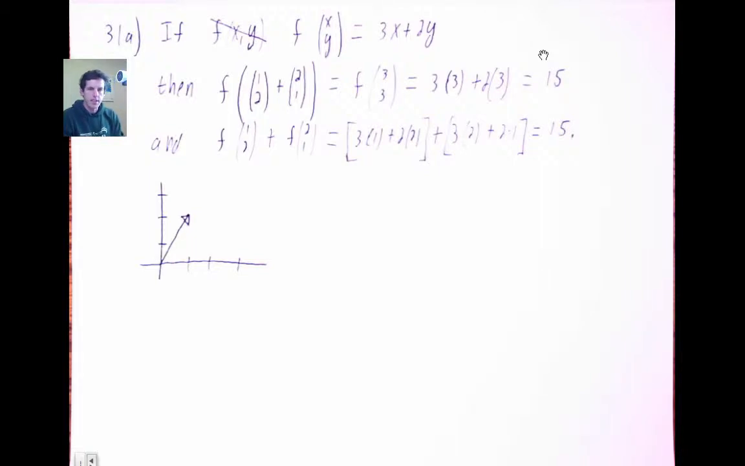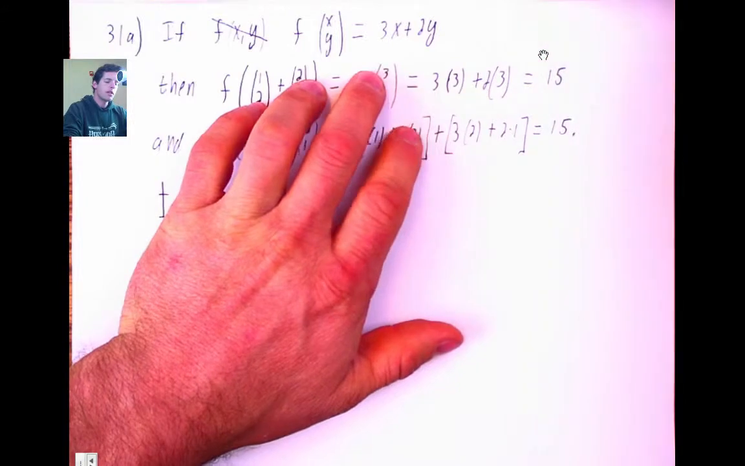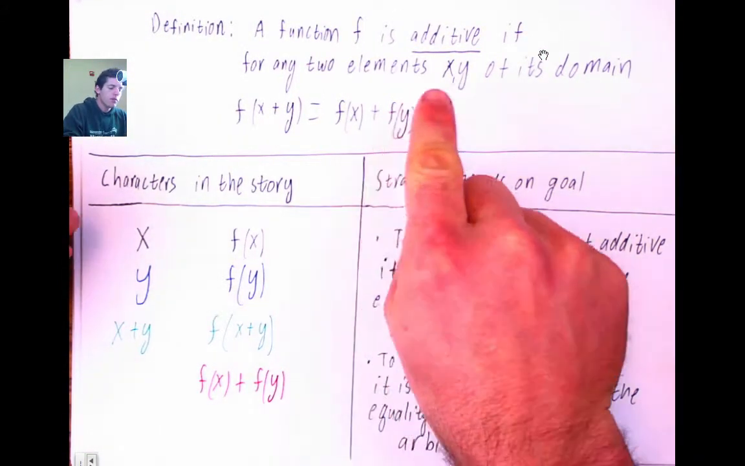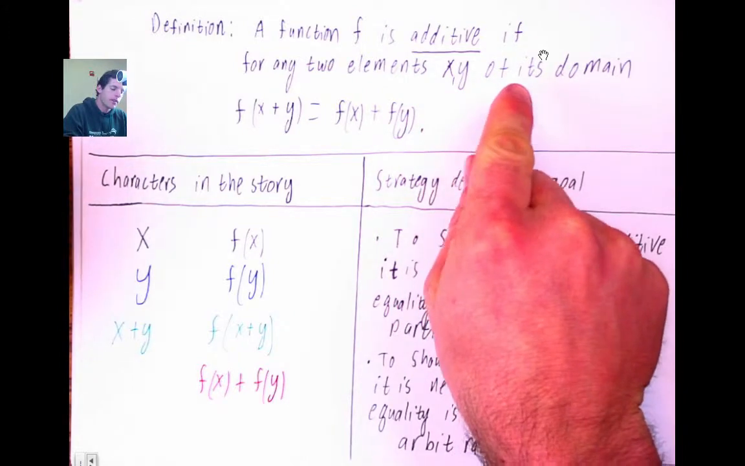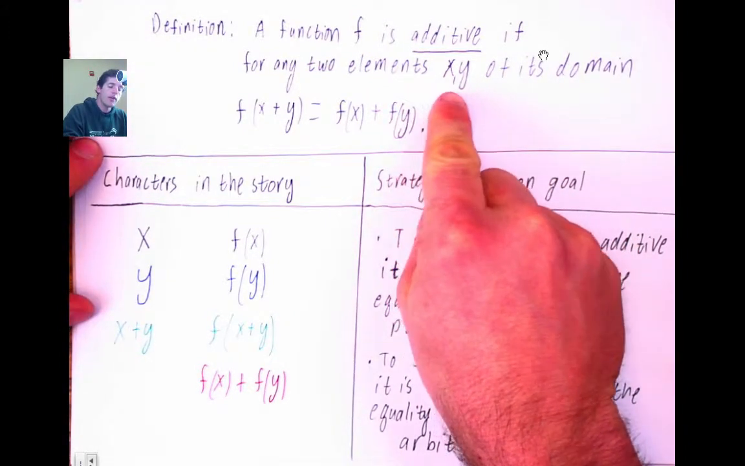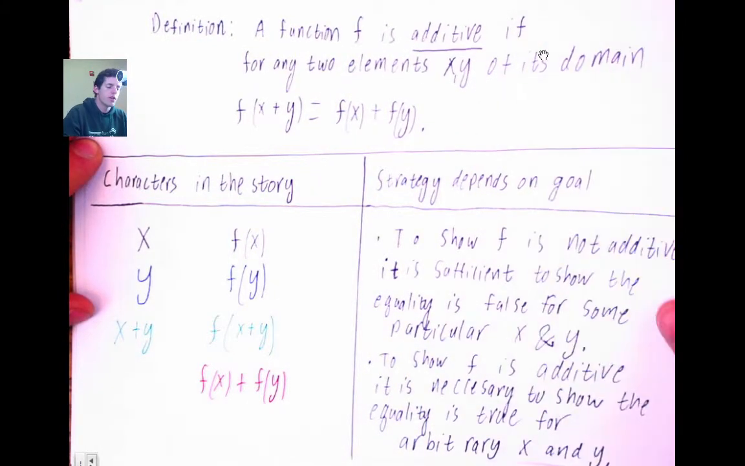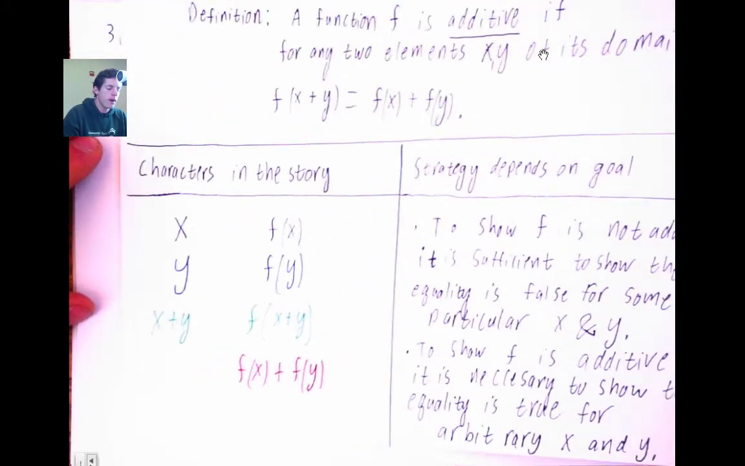All right, so it's finally time to get into some multivariable stuff. 31a, we are going to determine if this function of two variables, x and y, is additive. Now, the thing about it is this notation over here, discussing additivity and defining additivity, says for any two elements x and y of its domain. So what are the things in the domain of a function of two variables? The things in the domain of a function of two variables are pairs of numbers.